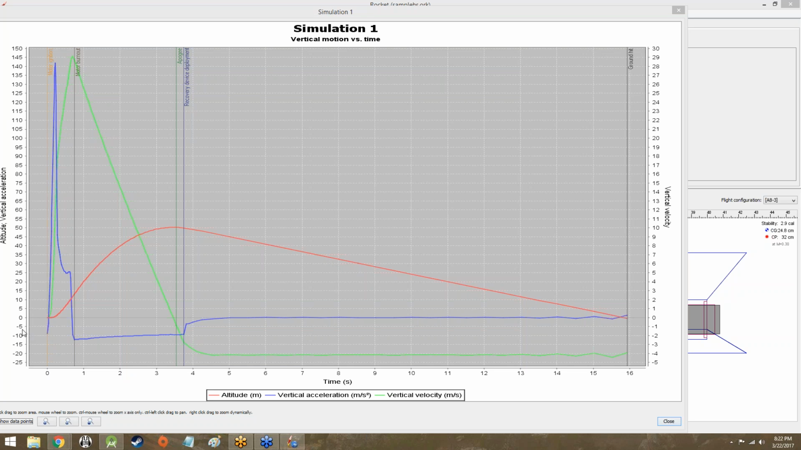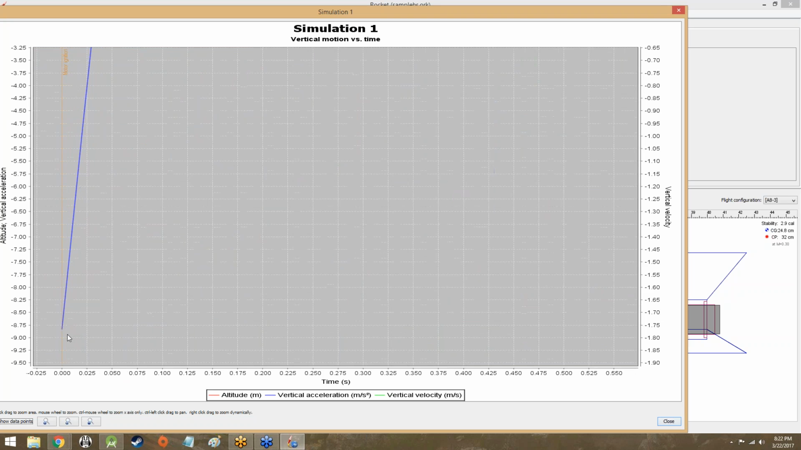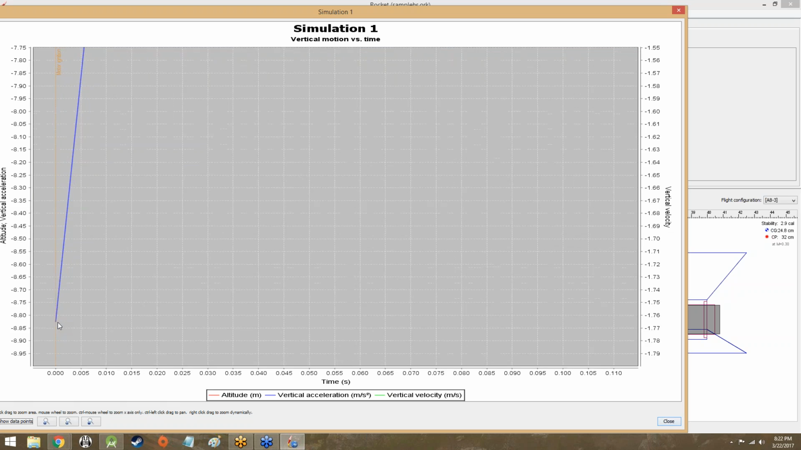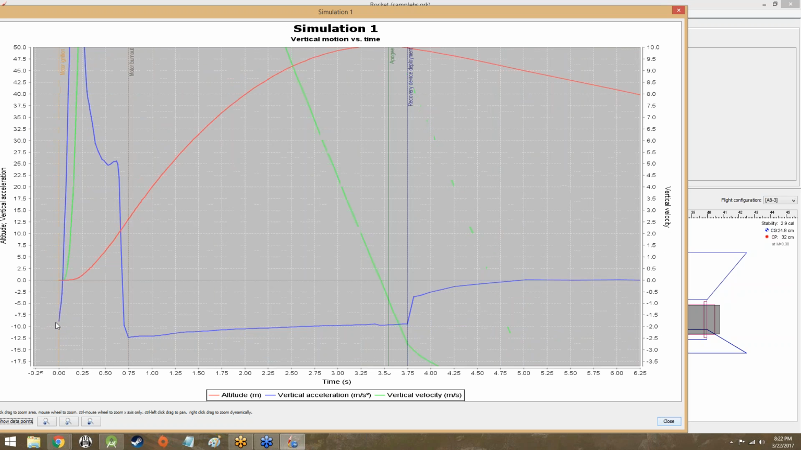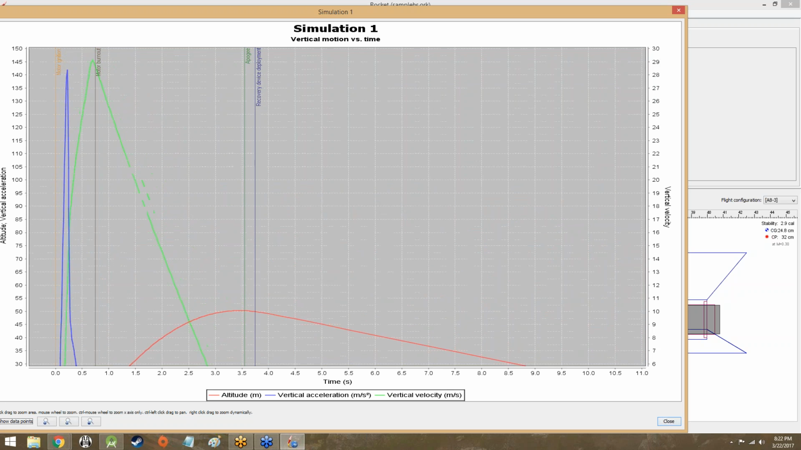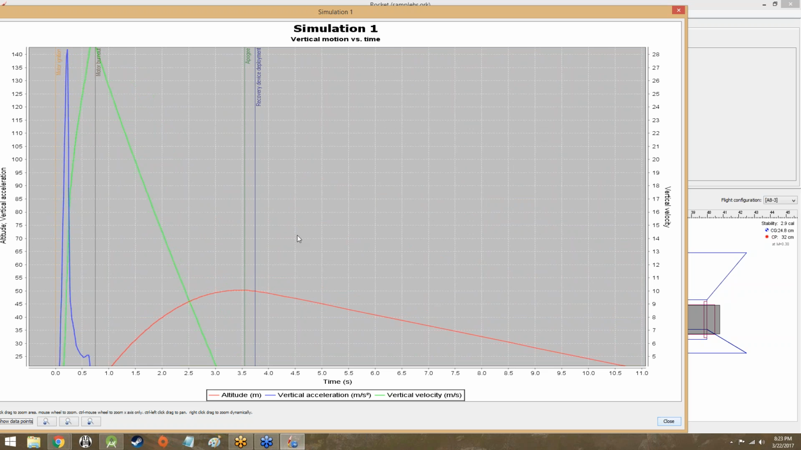So let's take a look at vertical acceleration first. Motor ignition. As you can see here, vertical acceleration is about negative 8.825 meters per second before the motor actually ignites. Why do you think that is? Why do you think our acceleration is negative? And specifically that number, what could be acting on the rocket while it's sitting on the launch pad?